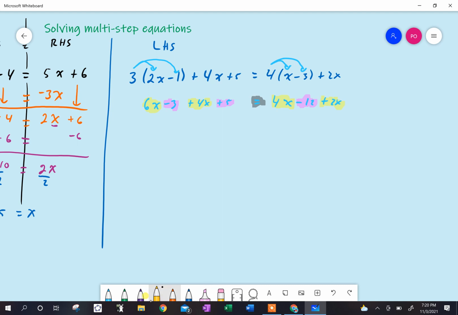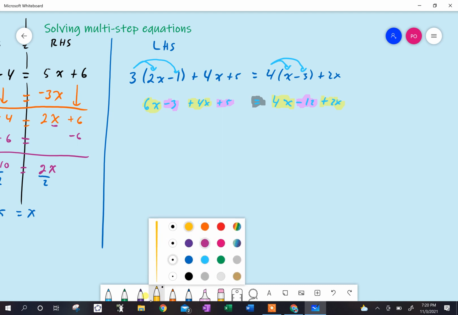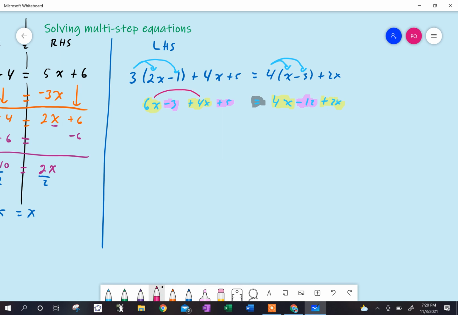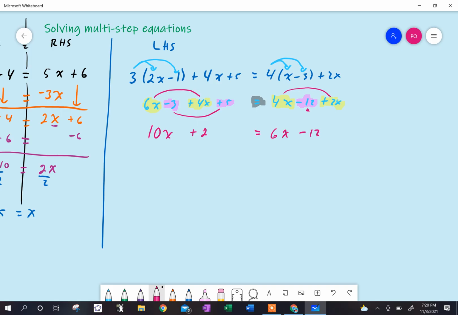So now what happens is I'm going to combine my like terms. I get 6x plus 4x, which is a 10x. I have a negative 3 and a positive 5, which is a positive 2. And that's equal to, I have a 4x and a 2x, which is a 6x, minus 12. This guy doesn't have a friend. Sadness. All right. So we're getting there.